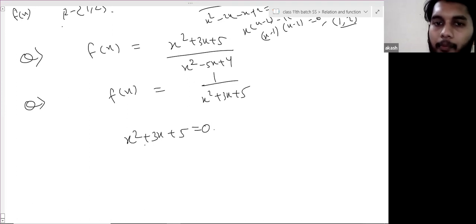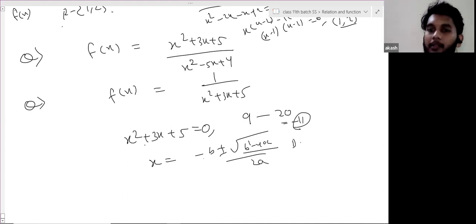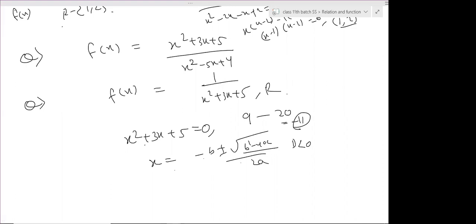So how can we do this? We can put this equal to 0, and in this quadratic equation, how to solve? We can write x equals to the quadratic formula, minus b plus minus under root b square minus 4ac upon 2a. Now, if you look at b square minus 4ac here, this is 9 minus 20. So 9 minus 20 is minus 11. So negative. When the discriminant is negative, the roots are not real. So the denominator can never be 0. So all real numbers. Is this clear, Arnav? Yes, sir.